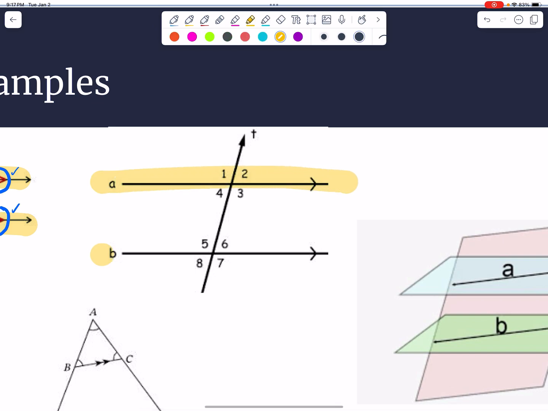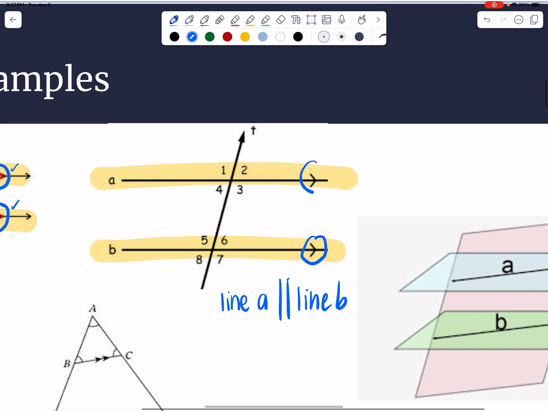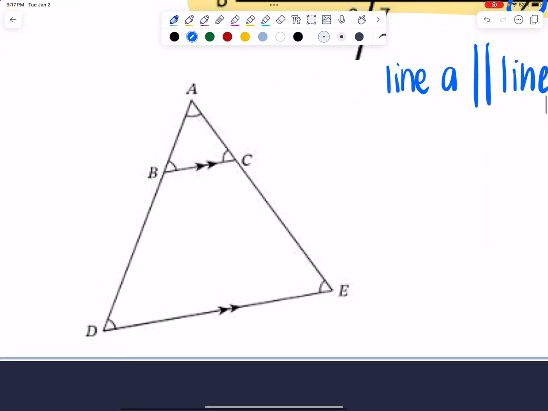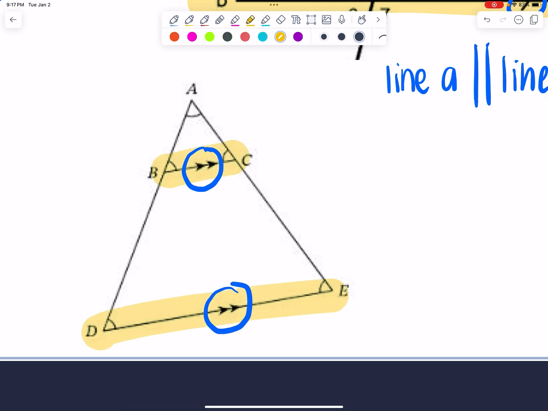Okay, so which lines are parallel in this picture? Line A and line B. They face the same direction and they never ever cross. So you'd say that line A is parallel to line B because of these markings right here. Okay, we go to this triangle, and on this triangle I see two triangles here and two triangle marks here, showing that these two lines face the same direction in these triangles. So line BC is parallel to line DE.